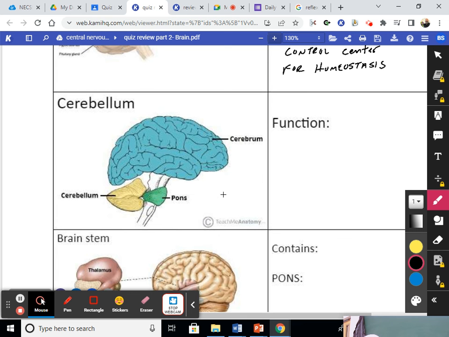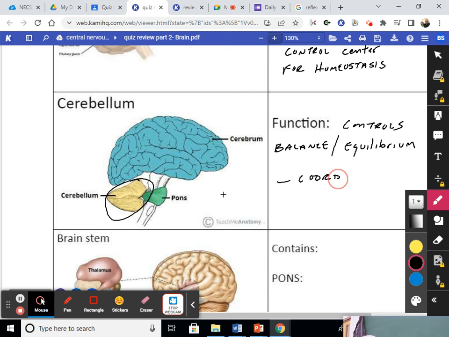The cerebellum, that's way back here. This little thing over here, this controls balance, equilibrium, helps us to maintain coordinated muscle movements. This way we don't look like robots when we're walking down the hall.